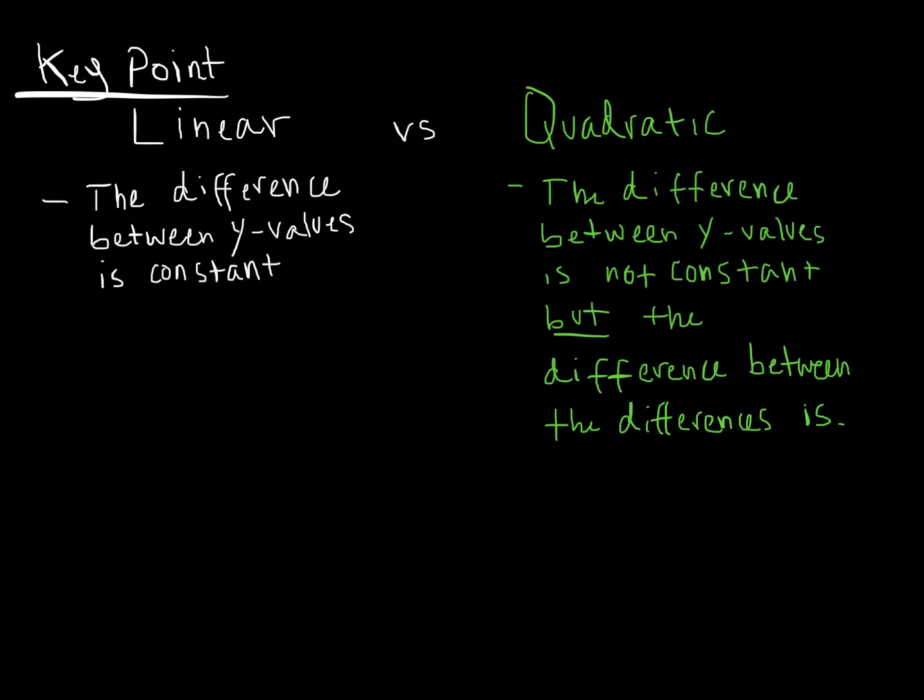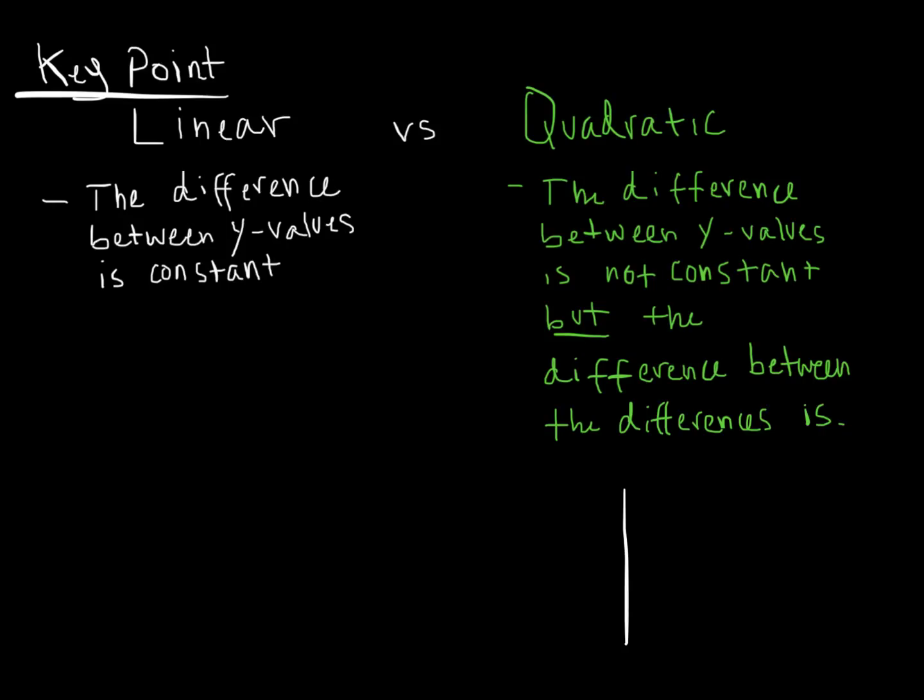All right, so here is the key point we've honed in on. For a linear function, the difference between the y values is constant. Whereas for a quadratic, the difference between the y values is not constant, right? But the difference between the differences is. And to help you understand this, you can go back to the sketches that we mapped out, where if you have a linear function, every time you move the same distance in the x direction, you're going to step up by the same amount in the y direction.